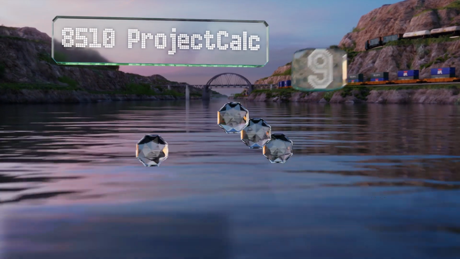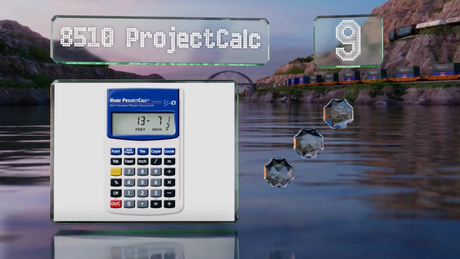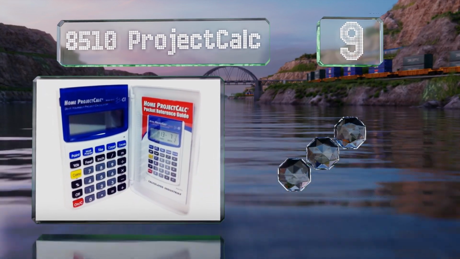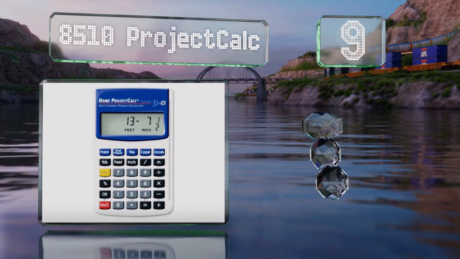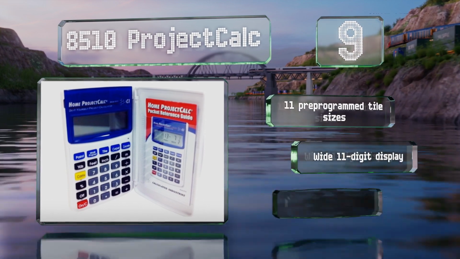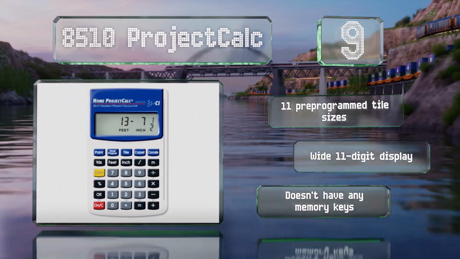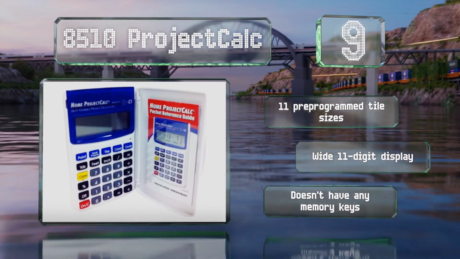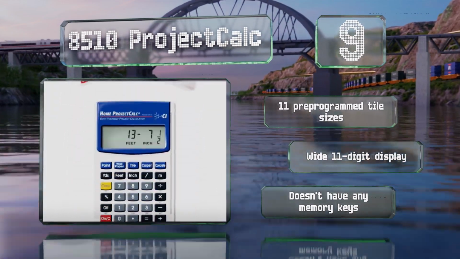While you may not find it in a professional contractor's bag, the low-cost 8510 Project Calc is perfectly suitable for those who do basic jobs around the house. It can help you determine the amount of material needed for painting, tiling, and more. It comes with 11 pre-programmed tile sizes and a wide 11-digit display, but it doesn't have any memory keys.